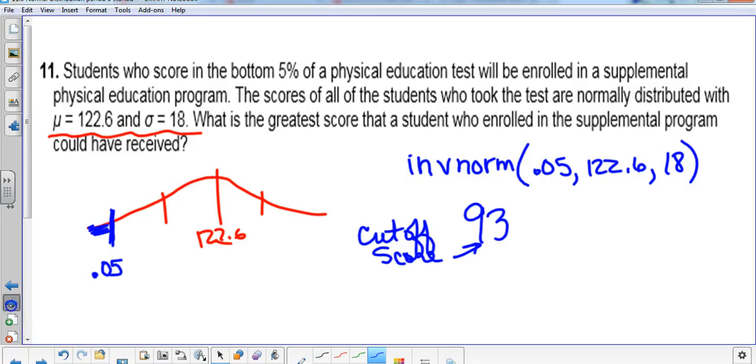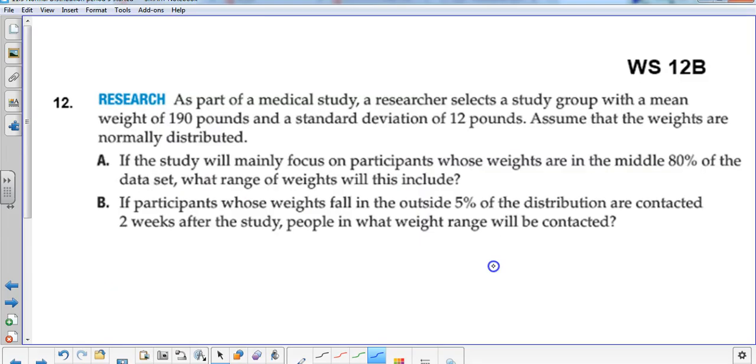All right. Yes. Why did we find the smallest and ask for the greatest? What is the greatest score? Because it says the bottom 5% are going to get enrolled in this. So everybody with a score below 93 is in that bottom 5%. Oh. It is confusing, but it wants the top score that will put you in the bottom 5%. The first place loser. Yes. There you go. All right.